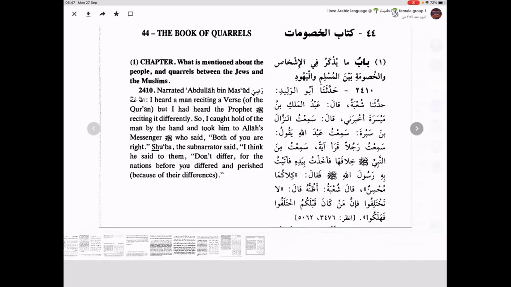And don't pick arguments. The Holy Quran was revealed in seven different recitations. You can also call them dialects. So once a Sahabi heard a different recitation from the Prophet, and another heard a different one. They both thought that one of them was wrong, so they went to the Prophet, and the Prophet told them that both of you are correct.